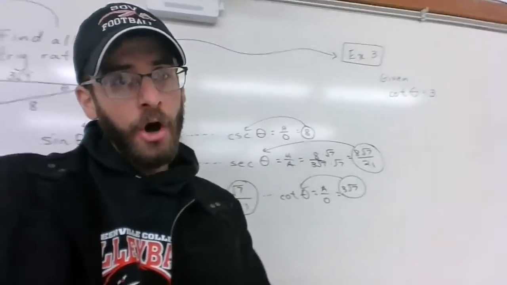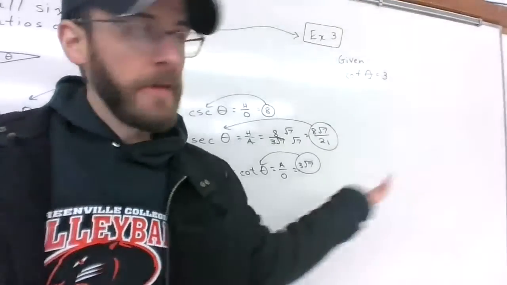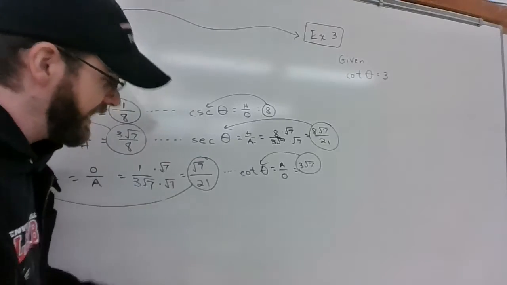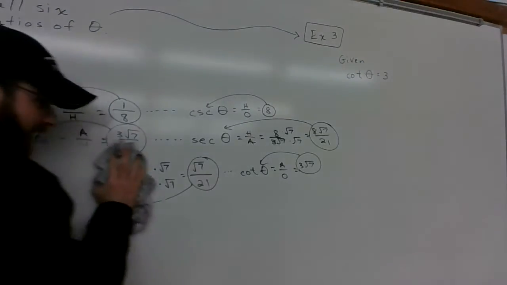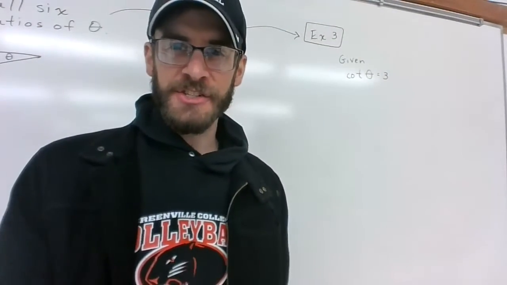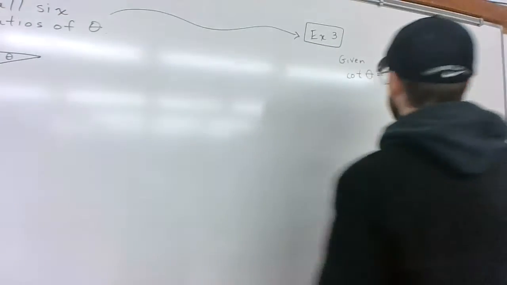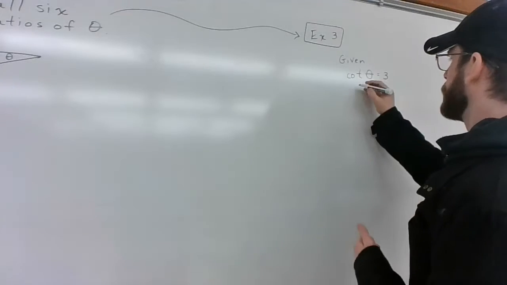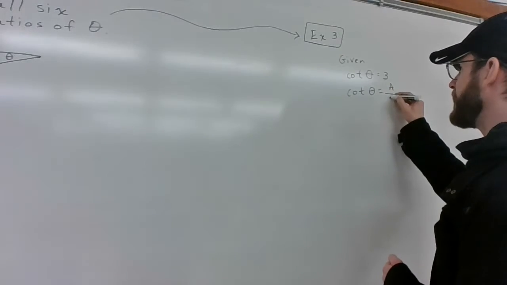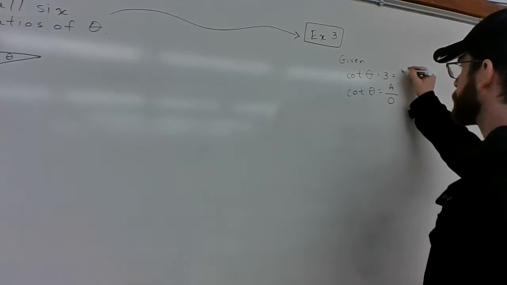What if I said find all 6 trig ratios of theta, but instead of giving you a right triangle, I just gave you, hey, the cotangent of theta is equal to 3. Can you find out how to get all 6 trig ratios? Well, here's the strategy that I think is the easiest to think of. What if we drew a right triangle using the fact that the cotangent is equal to the adjacent leg divided by the opposite leg, and the fact that 3 can be written as a ratio 3 over 1.